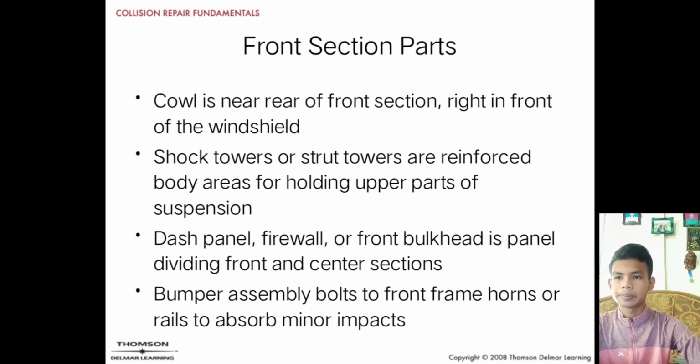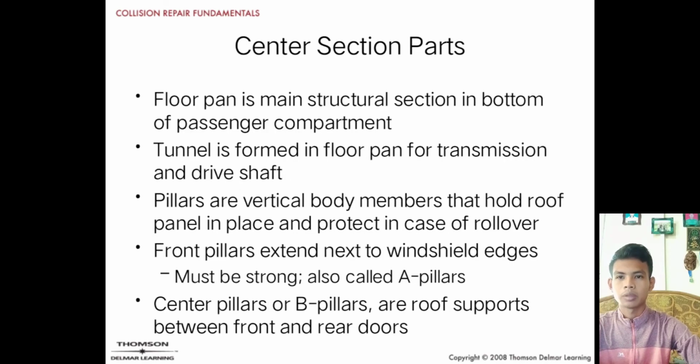Floor pan is the main structural section in the bottom of the passenger compartment. Tunnel is a formed area in the floor pan for the transmission and drive shaft. Pillars are vertical body members that hold the roof panel in place and protect in case of rollover. Front pillar extends next to the windshield edge. Must be strong, also called A pillar.